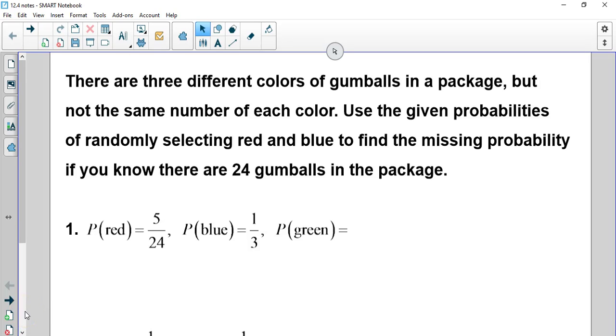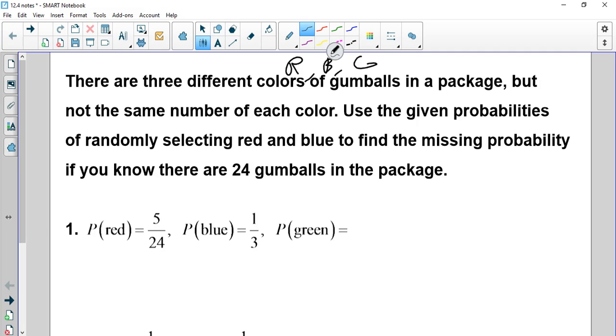All right, so based on what we know so far, we're going to work backwards. As I say, there's three different colors of gumballs. Obviously red, blue, and green, you can tell. Red, blue, green. But not the same number of each color. Use the given probabilities of randomly selecting red and blue to find the missing probability of green, so if you know there's 24 gumballs in the package.